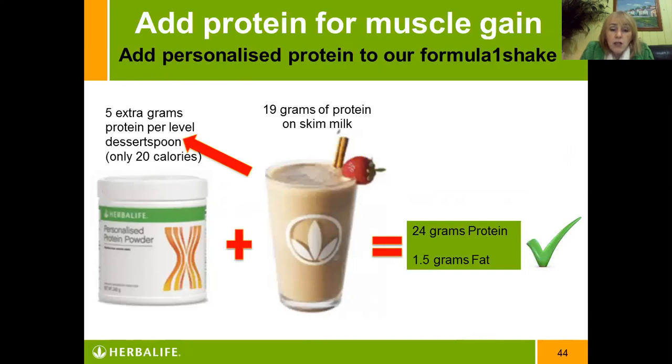And plus, our protein powder is fantastic just to add to anything you want. You can shake it on your cereal in the morning, you can make up sauces with it, you can make up protein snacks with it, you can add it to absolutely anything you want. It's tasteless, and it's only 20 calories per dessert spoon. And each dessert spoon is 5 grams of protein. So that's a fantastic way of adding protein to your diet.